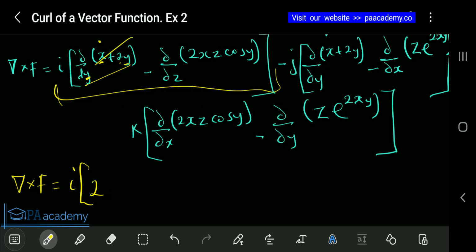That means we are done with this, minus the partial differentiation for z. Now let's look at this function. We have z here, and this is the only z we have. If you differentiate that z, that's 1. Every other thing will remain, so we are going to have 2x cos y.